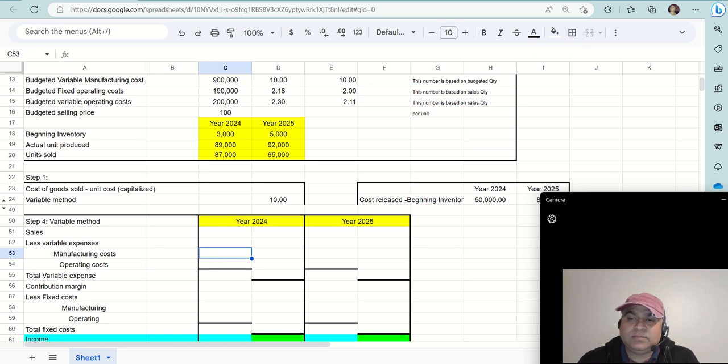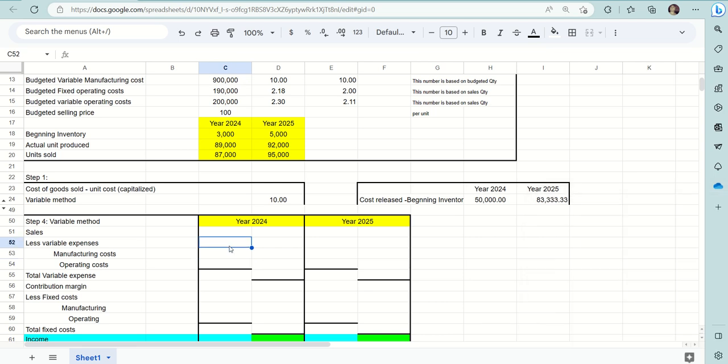So sales less the variable expense would give you contribution margin, less the fixed expense. Once again, sales subtract variable expense gives you contribution margin. From contribution margin, you subtract the fixed costs, that gives you the income. So let's work towards it. Let's find out our sales amount. In year one, we sold 87,000 and we multiply by 100.